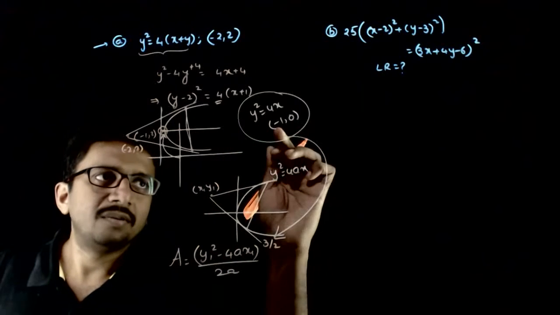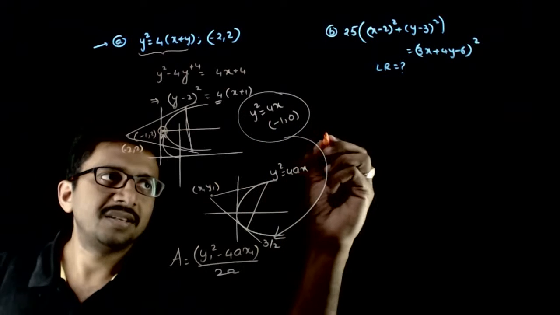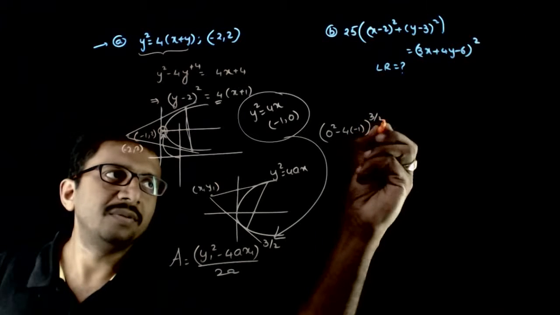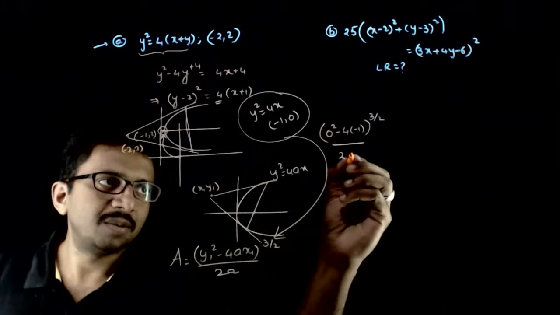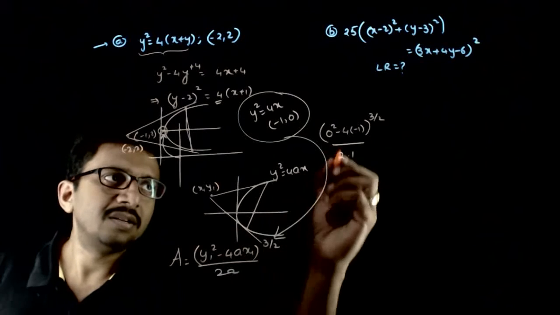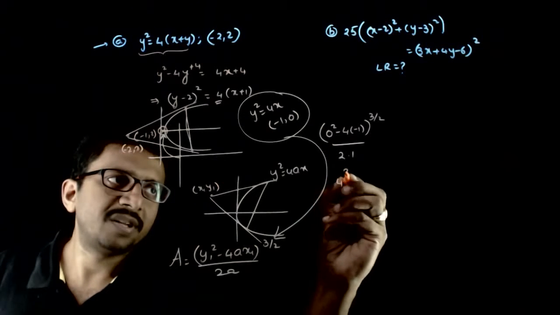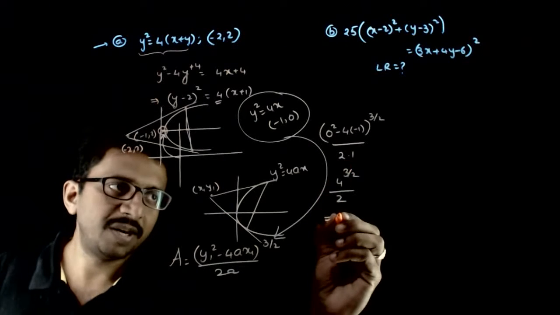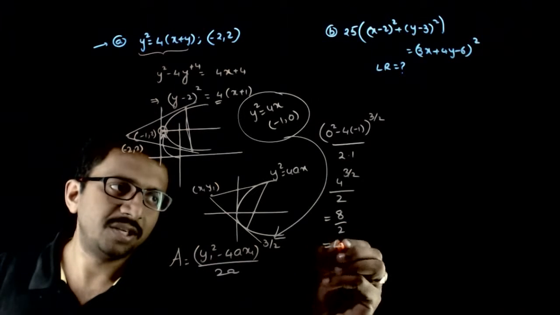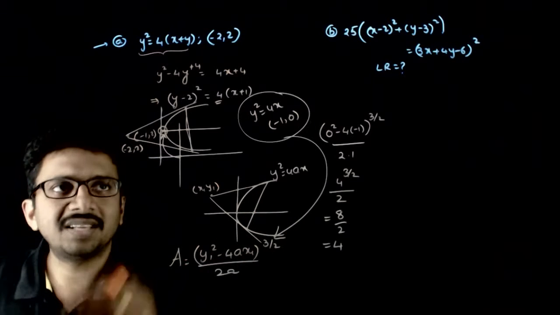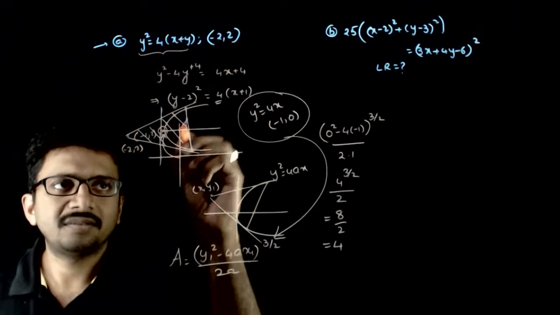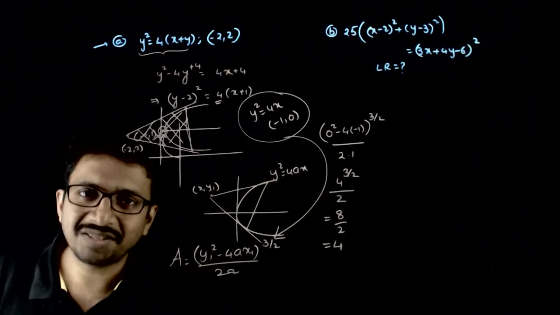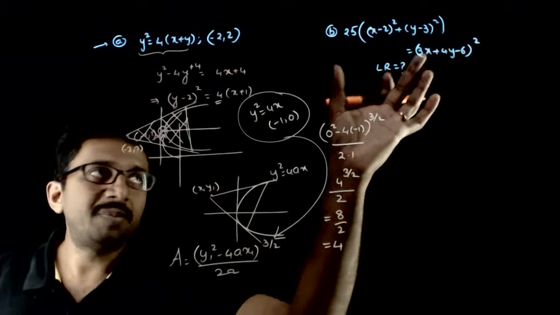So let us apply this formula. (y² - 4x), that is (0² - 4 × (-1)) whole power 3/2 by 2a, and a is 1. So that is effectively 4^(3/2) by 2, that is (2²)^(3/2), 8/2, which is equal to 4 units. Hence the area of this triangle is 4 units.